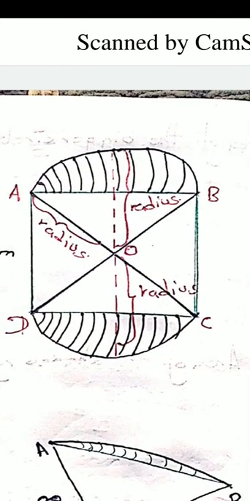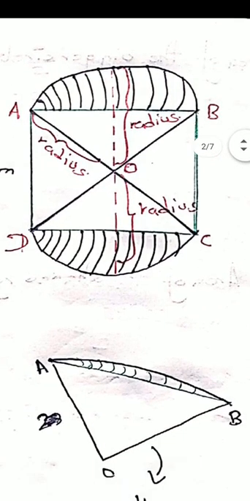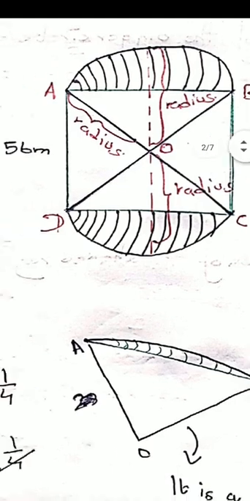In this case, ABCD is a square of side 56 meter and its diagonals are meeting at the point O. If you see here, AOB is nothing but a quadrant of a circle. I did not draw it properly, but it is a quadrant of a circle, and half of the diagonal will become the radius of the quadrant. I hope this is clear. So with this concept, let us start solving the problem.